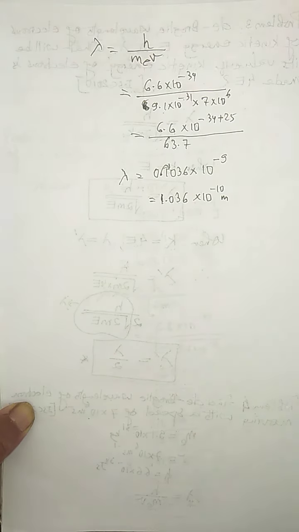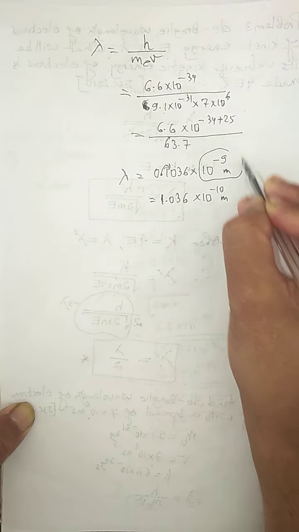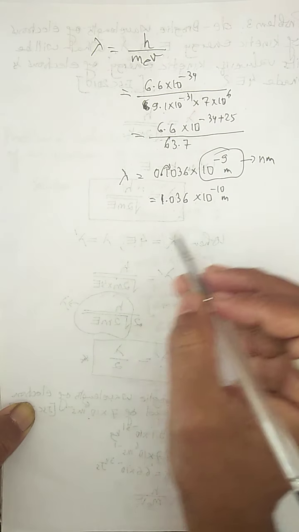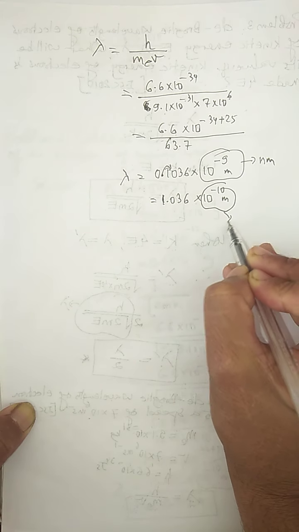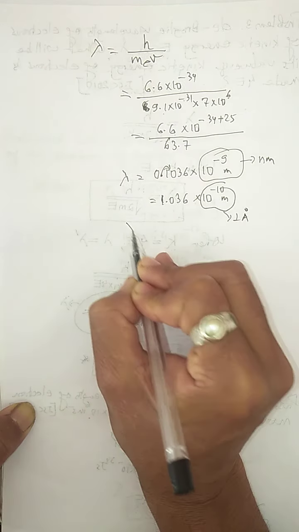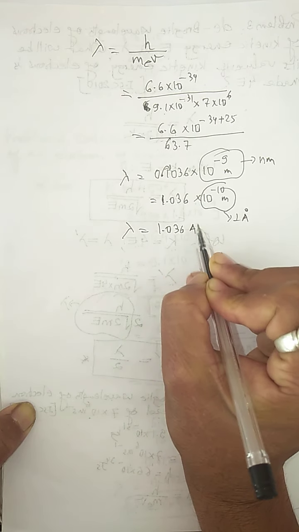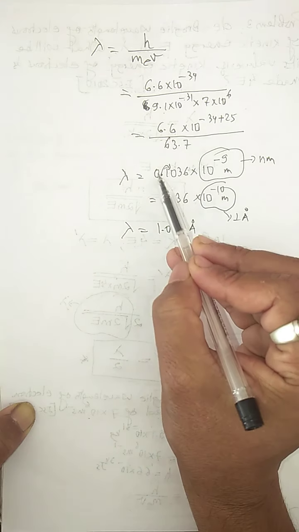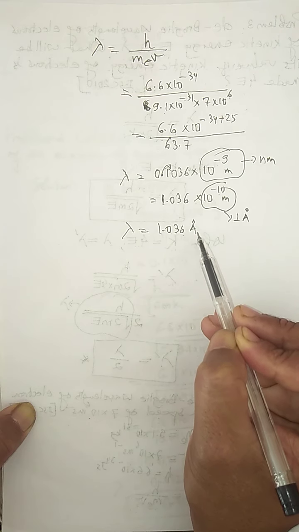And children, you can write the answer in nanometer also, because 10 to the power minus 9 is of the order of nanometer. So we can write the answer in nanometer also, but we can even write it in Angstrom. 10 to the minus 10 is equivalent to 1 Angstrom. So your wavelength is 1.036 Angstrom. Because to convert minus 9 to minus 10, you have to shift 1 decimal place right. That's why it is 1.036 Angstrom.